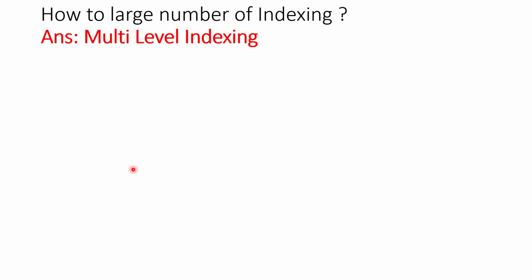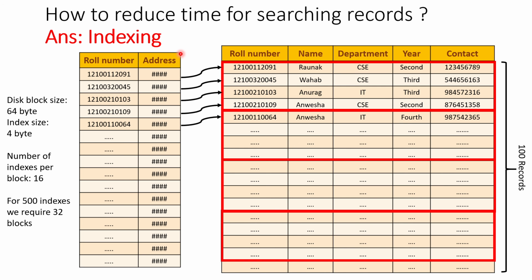Multi-level indexing. So now what is multi-level indexing? You can easily guess it from the name: we have an index of indexes, at each and every level. So you can assume that this is the level 1 index, and we will put one more index that will basically index this level 1 index, and if required, many more indexes.